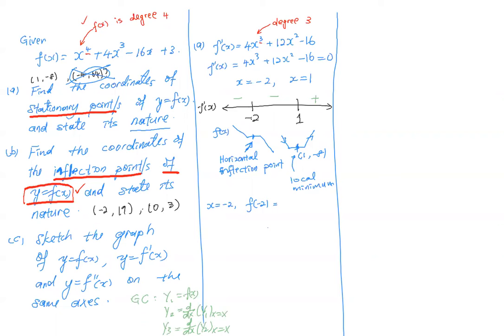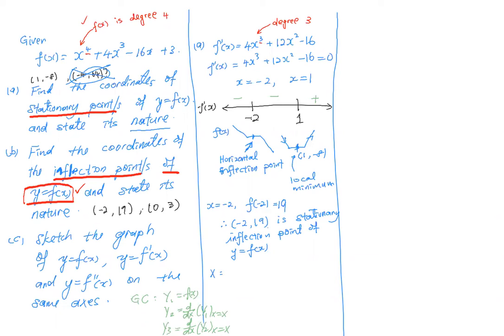Can someone give me what is the answer? Alpha trace y1, you put in -2, 19, correct? You don't have to show your substitution. So therefore, (-2, 19) is stationary. If you don't want to use horizontal, you can say stationary inflection point of y equal to f(x).